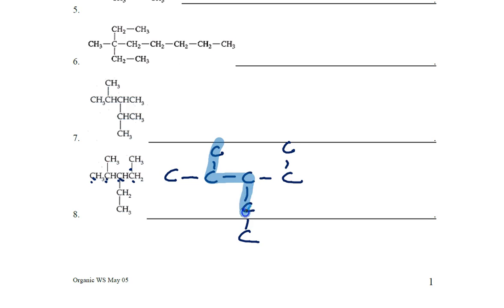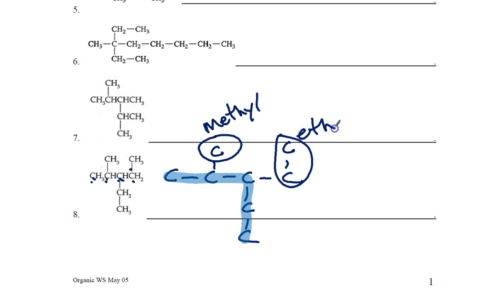1, 2, 3, 4. Not so good. 1, 2, 3, 4, 5. There, it looks like a 5. I think it's 5. So let's stick with the 1, 2, 3, 4, 5. That looks a little easier. So we got a branch and a branch. That one's methyl. That one's ethyl.